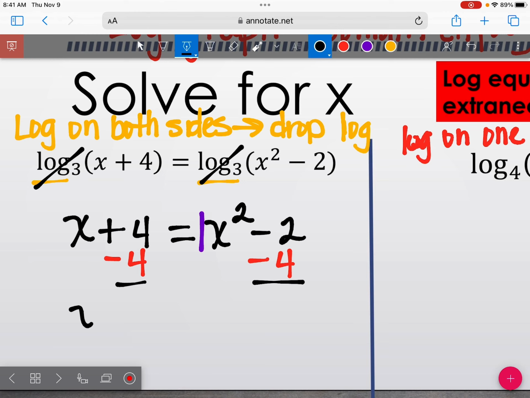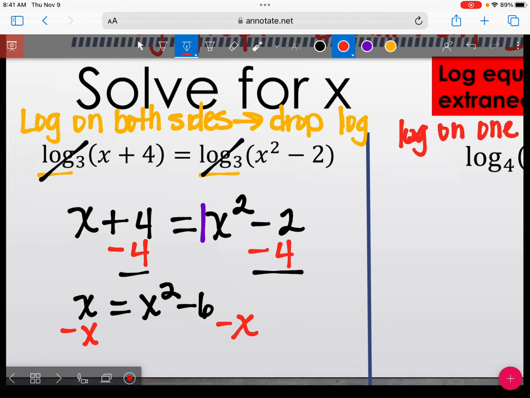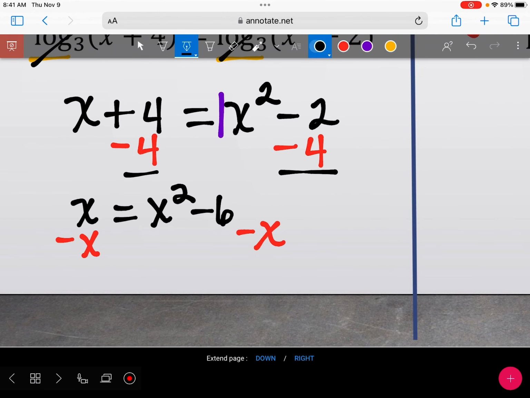So that gives me x equals x squared minus 6. And now I'm going to subtract the x, which gives me 0 equals x squared minus x minus 6. Go ahead and factor that down. Two numbers that multiply to be -6 and add to -1.